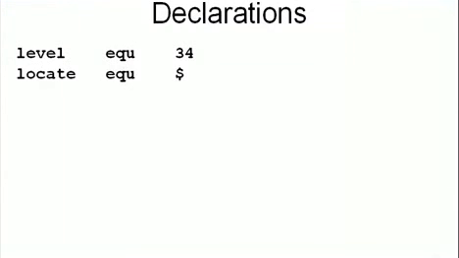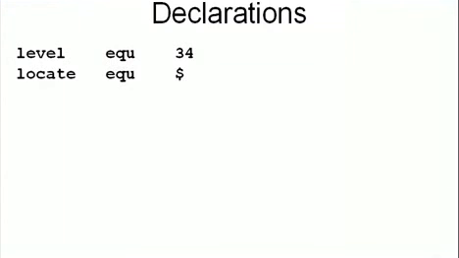And there is a way of declaring names in a program that comes in quite handy. This is an example of an equate. It defines the word level as being the same as the constant value 34. Now it doesn't declare any storage, it just tells the assembler to remember the name and the number. After this, every time you type the word level in your program, it's the same as if you had typed the number 34.